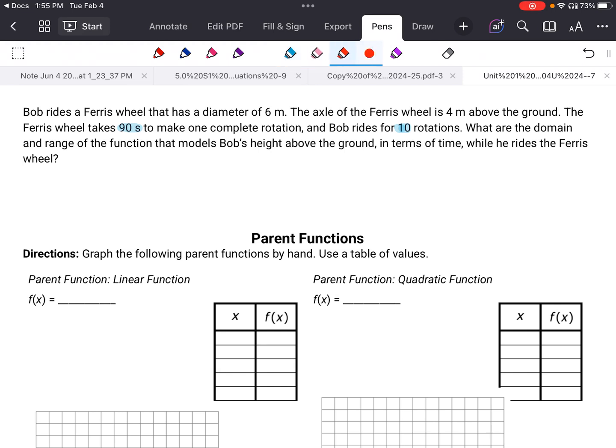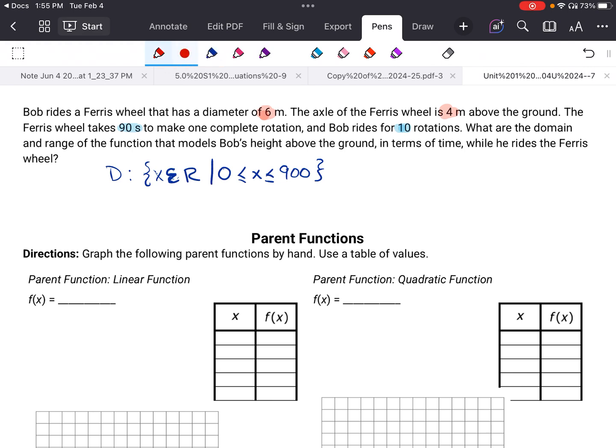The information we need to know for domain is highlighted in blue. So the domain can be decimals, or you can ride it for 3.5 seconds, so we're going to put the real numbers. However, he starts at 0 seconds and ends at 900 seconds. Right, 90 seconds per rotation, 10 rotations.